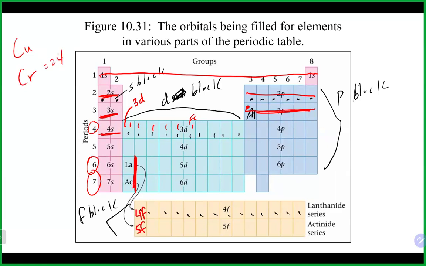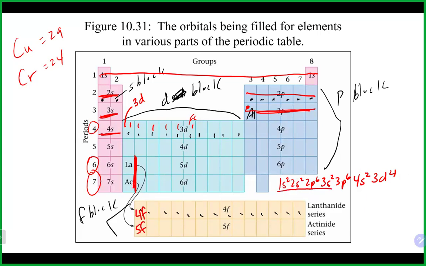Now, we also talked about really 2 exceptions last time, which is copper and chromium, and that's 24 and 29 on the periodic table. The exception is at the end, if we were looking at something like chromium, 1s2, 2s2, 2p6, 3s2, 3p6. And if you were following the chart that we normally do, you would go 4s2, 3d4.